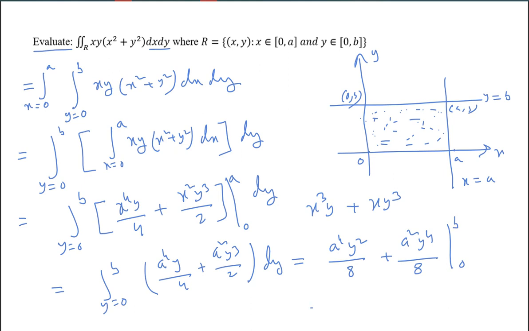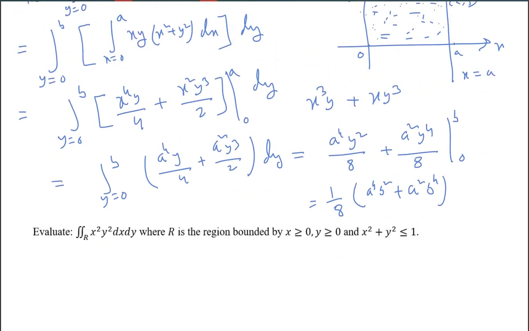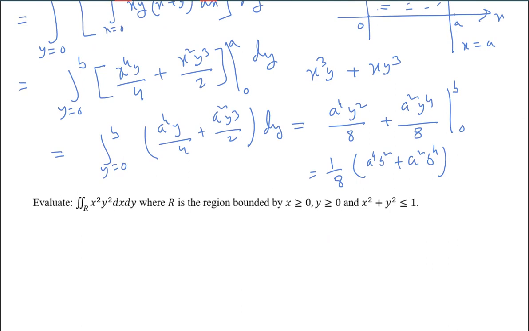So this will be 1 by 8 of a to the power 4 b squared plus a squared b to the power 4. Or you can take out a squared b squared, and that will be 1 by 8 a squared b squared into a squared plus b squared. Okay, so this is one simple example. You can simplify this and write the solution: 1 by 8 a squared b squared into a squared plus b squared. That looks nice.